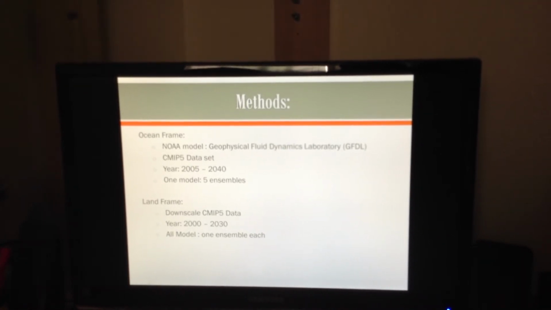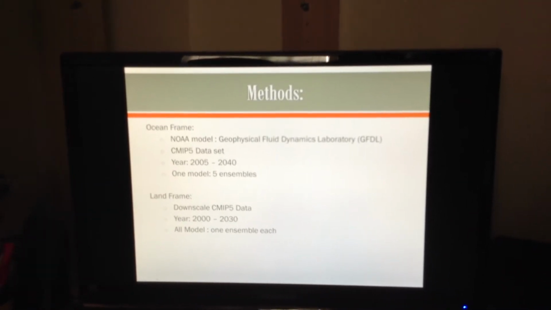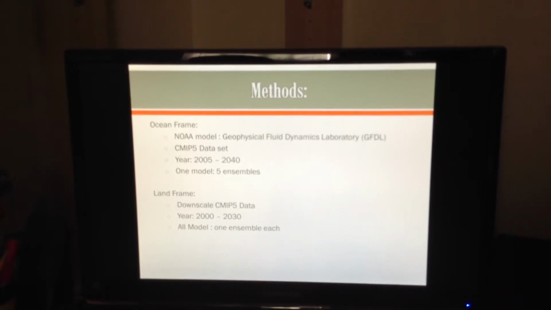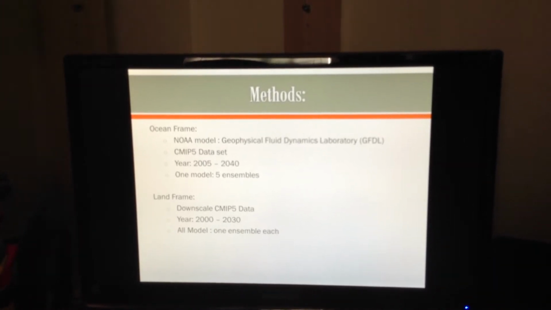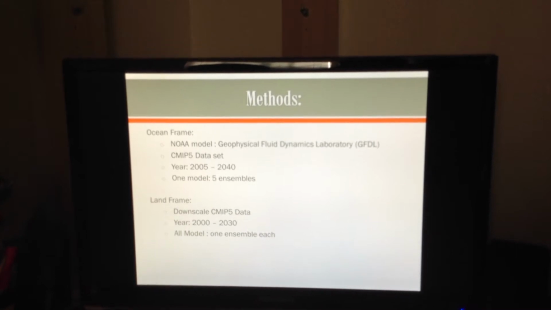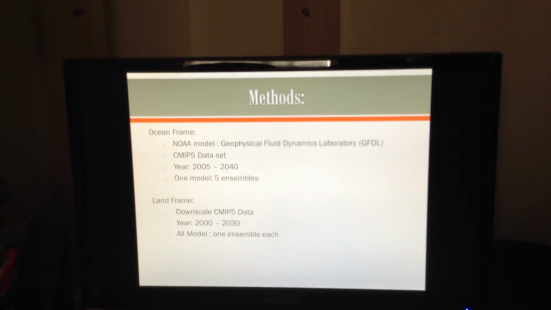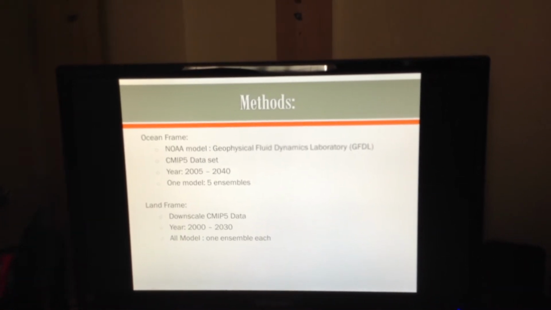Next, we have our land frames. I'll be using the downscaled CMIP5 data file with the years 2000 to 2030, but this time I'm using all the models but one ensemble.